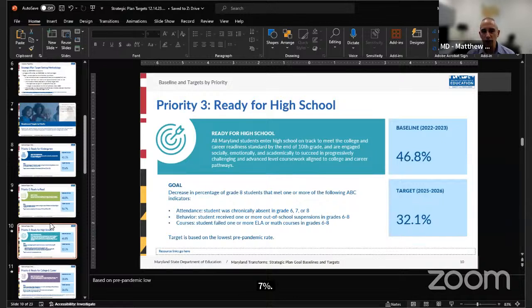Priority 3 is ready for high school. For that, our goal is to decrease the percentage of grade 8 students that meet one or more of the ABC indicators, which are attendance, behavior, and course failures. So here's where we want to see a decline. We based it on the lowest rate prior to the pandemic. So we see our baseline going from 46.8% of students to 32.1% of students over 3 years.